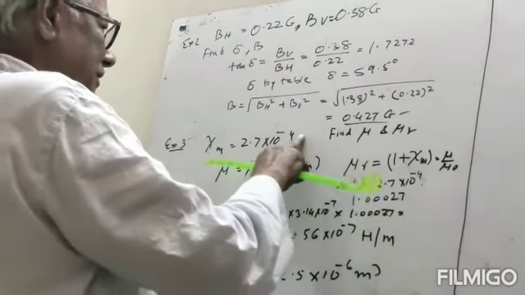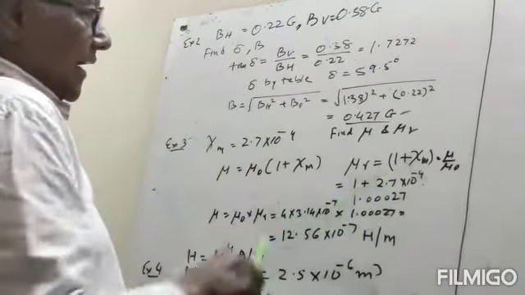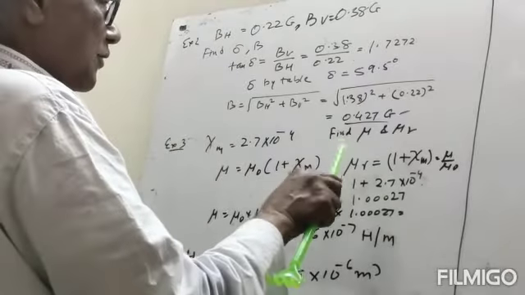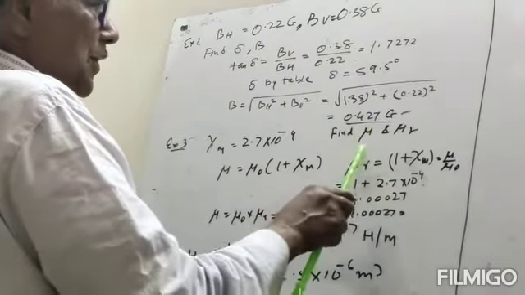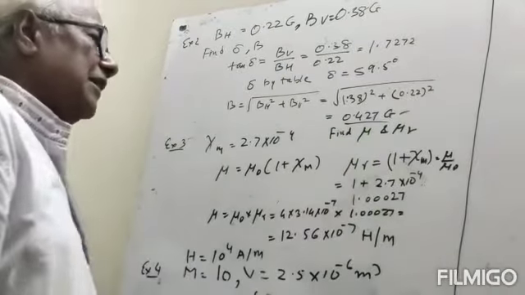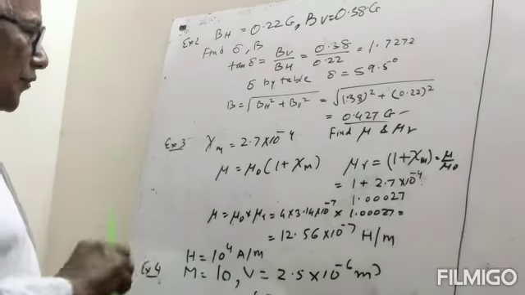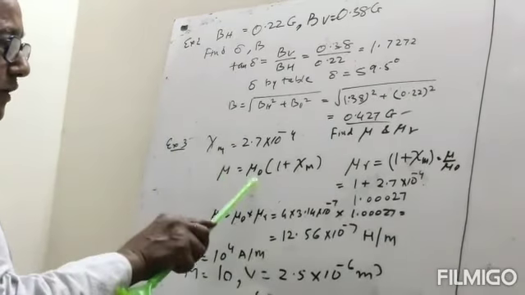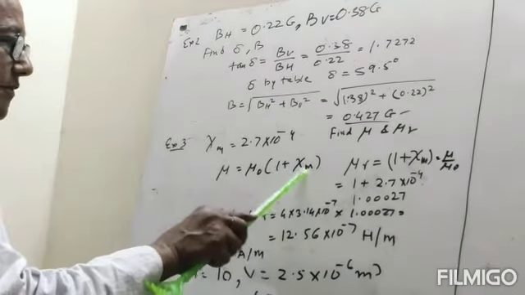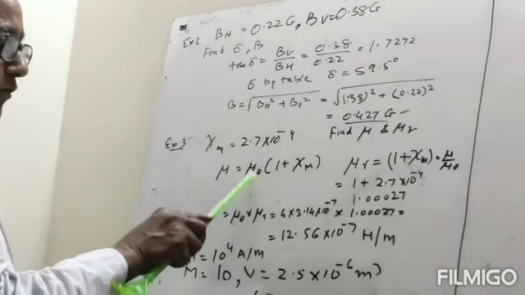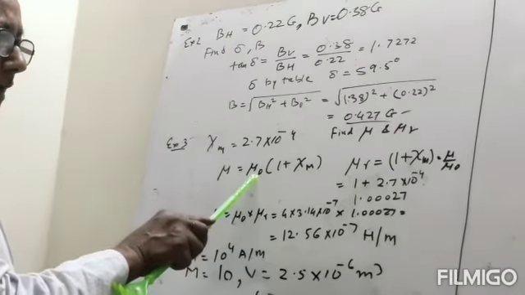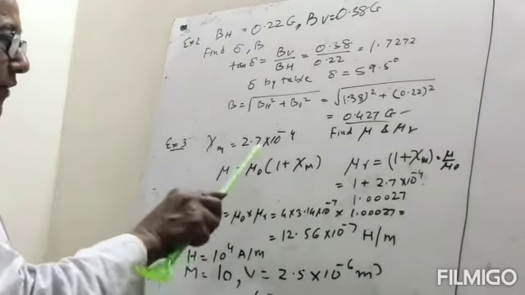So Tesla was its unit. And we have to find the value of mu and mu r. We have to find the relative permeability and permeability. Now we know that mu is equal to mu 0 into (1 plus chi m). So mu 0 we know, mu 0 is 4 pi into 10 raised to minus 7. (1 plus chi m), put the value of chi m.